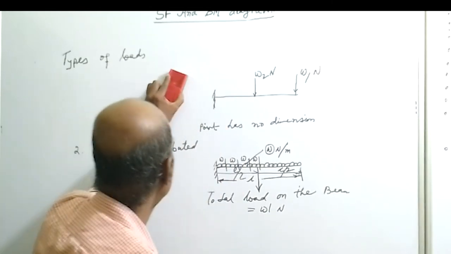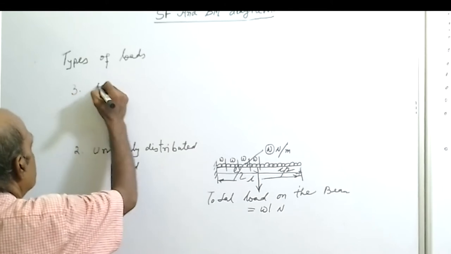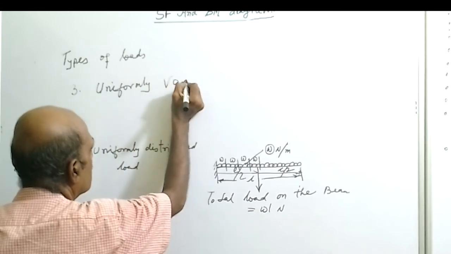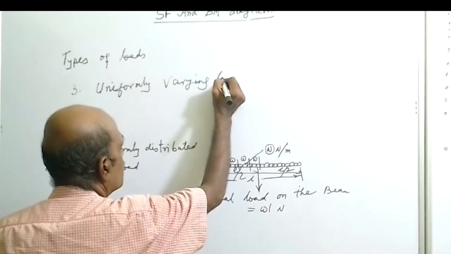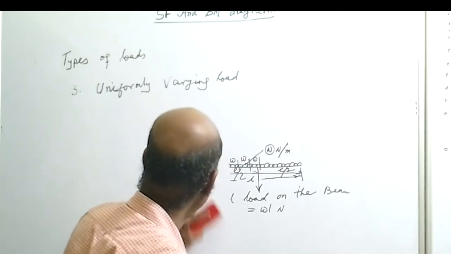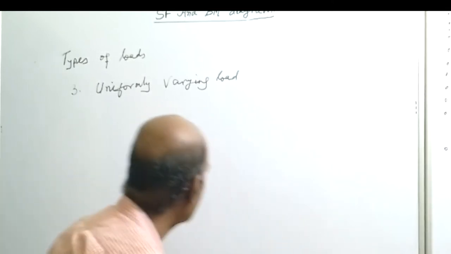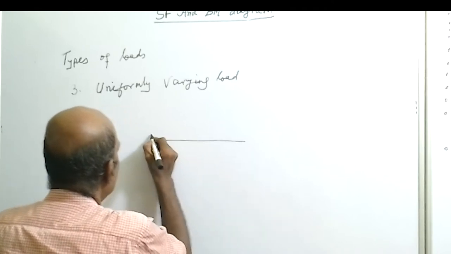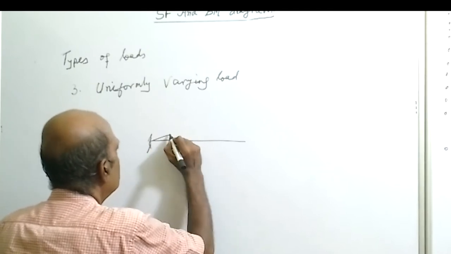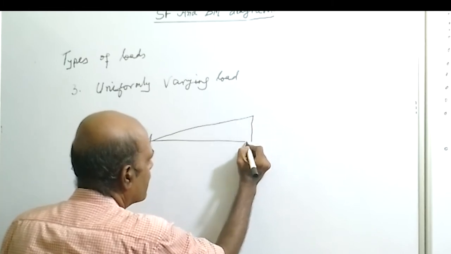And the third kind of load is the uniformly varying load. This type of load varies from one end to the other end, or it may be partly over the member but varies at every point. Diagrammatically, say this is the member, a cantilever beam. The load may be 0 at one point, meaning the intensity of load is 0 at one point and maximum at the other end.